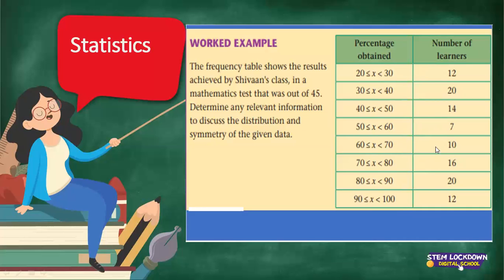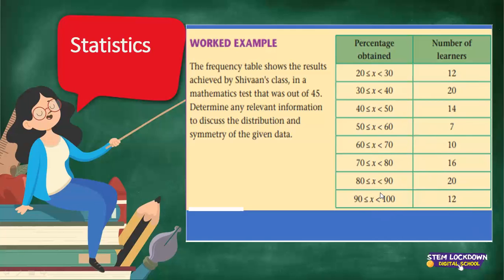So what does this tell us in part? This tells us that 12 learners get marks between 20 and 30. And then 20 learners get between 30 and 40, 14 learners get marks between 40 and 50, 7 learners get between 50 and 60, and 10 learners get between 60 and 70, and so on, in that order. So this is the number of learners, and these are the limits to their marks.